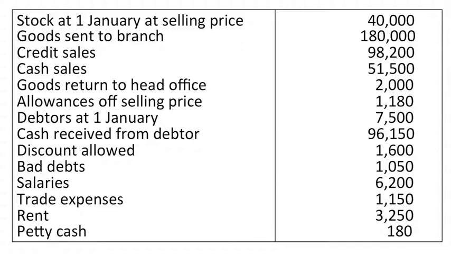Debtors at 1st January 2005 7,500. Cash received from debtors 96,150. Discount allowed 1,600. Bad debts 1,050 naira. Salaries 6,200. Trade expenses 1,150 naira. Rent 3,250 naira. Petty cash 180 naira.